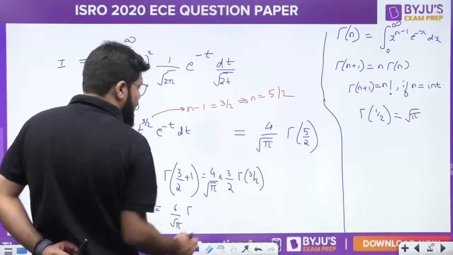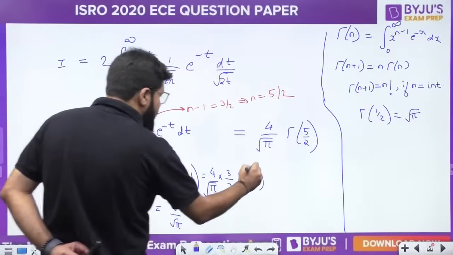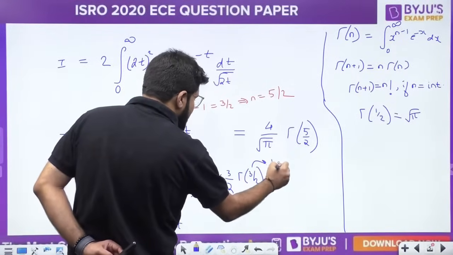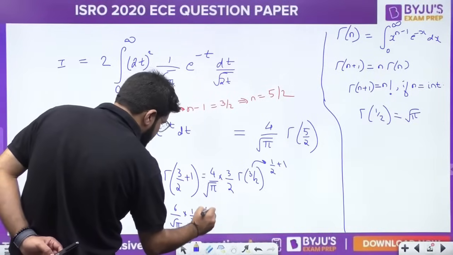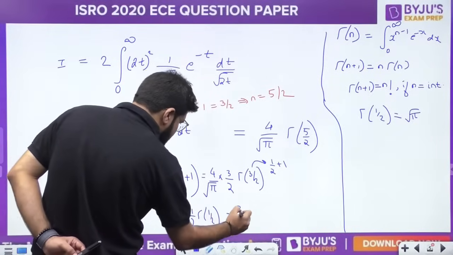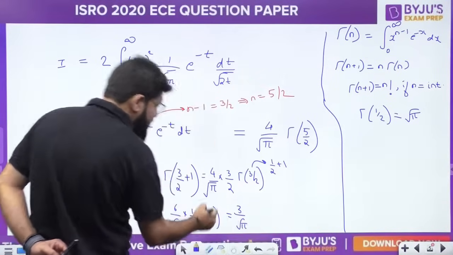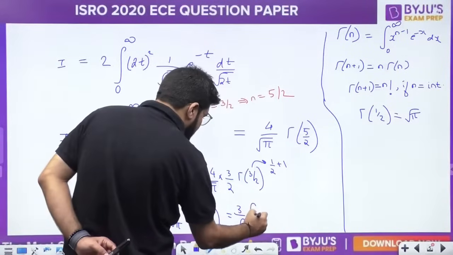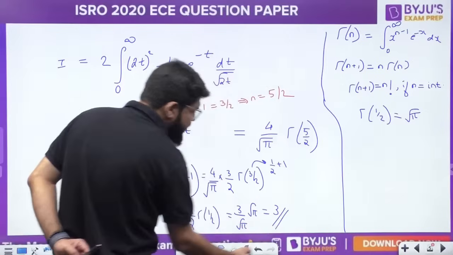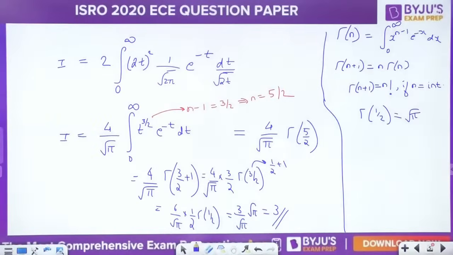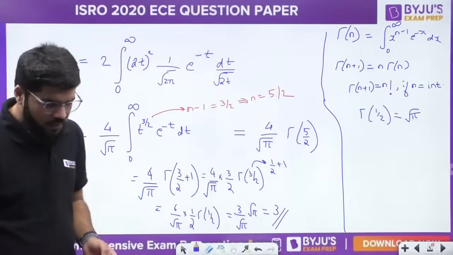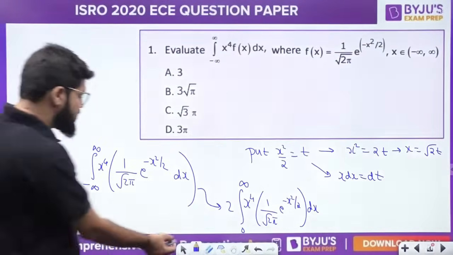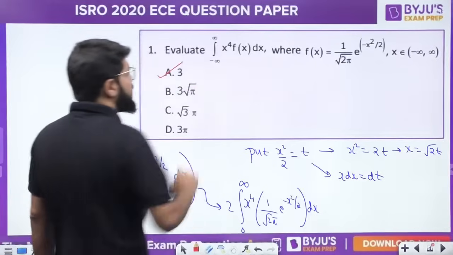Gamma 3 by 2. We will break gamma 3 by 2 as gamma half plus 1, and gamma n plus 1 is again n gamma n. So half gamma half. So this becomes 3 upon root pi. What is the value of gamma half? That is also root pi. So root pi cancels. The final answer is going to be 3, everybody. Clear? Okay, let's move ahead. So that is the correct answer, option number A.